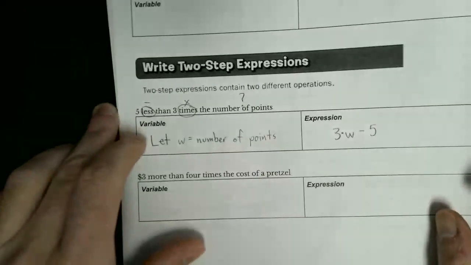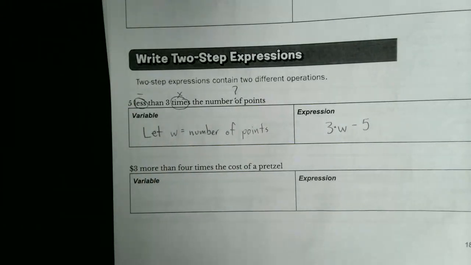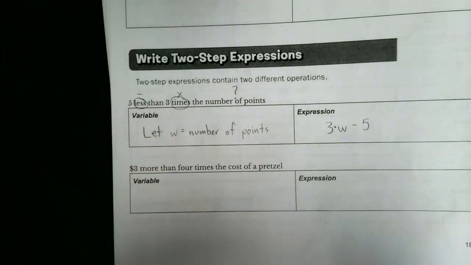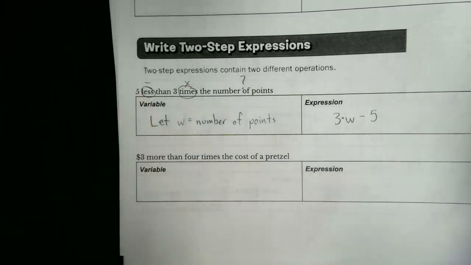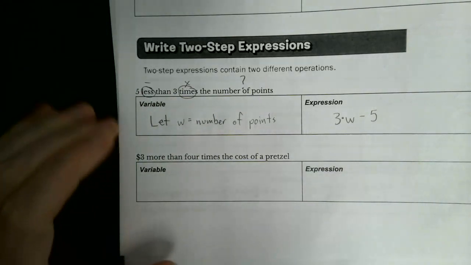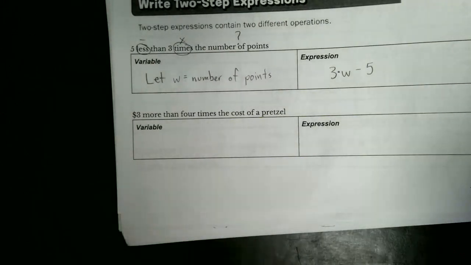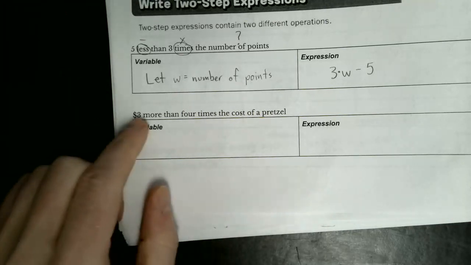Now I know if you try to do this one on your own, it would probably wind up looking like 5 minus 3 times W. But when it says 5 less, you want to subtract 5 from the amount. So that's why the minus 5 would go second. So whenever you see like 5 less or 3 less, you're going to have to remember like, oh, I have to subtract at the end and not put that number at the beginning. All right, we'll try one more of these today. We'll wrap this up, and then we'll practice this more in the next remote lesson.